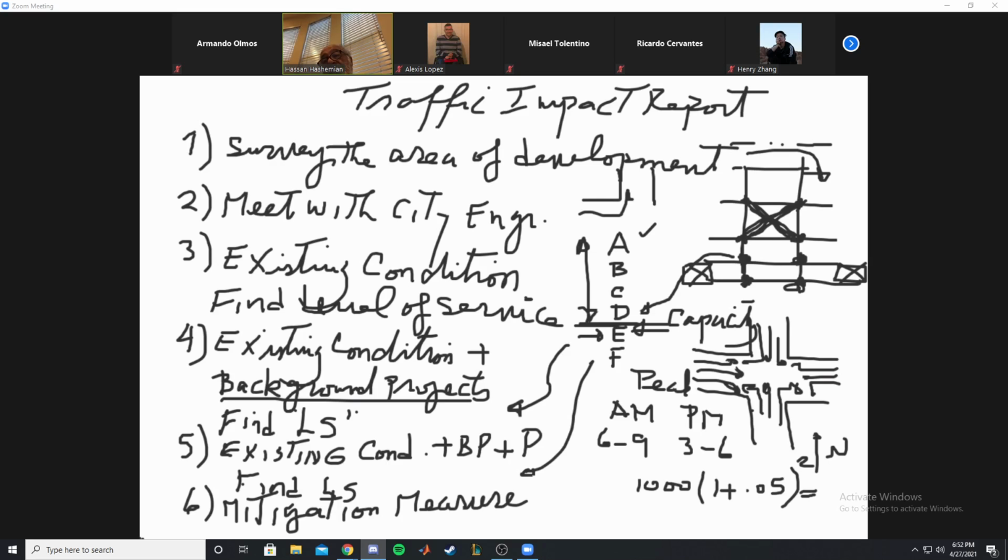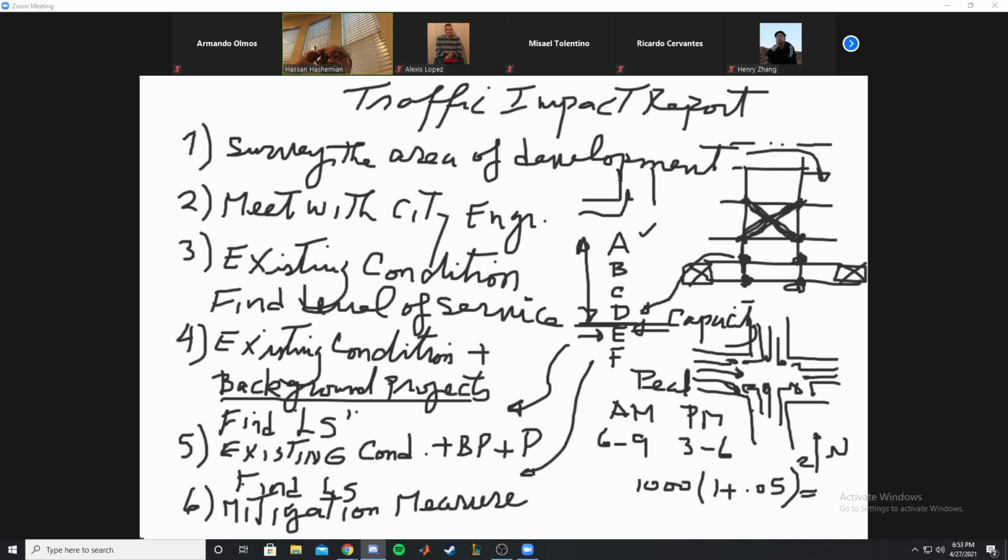Or if there's a 4-way stop sign and you have to signalize it because your project is adding too many cars, the signalization of the intersection might cost $250,000 to $400,000. And that's very costly. But sometimes we don't have a choice. We have to do it. That's why sometimes we even have to design a new road and build a new road.